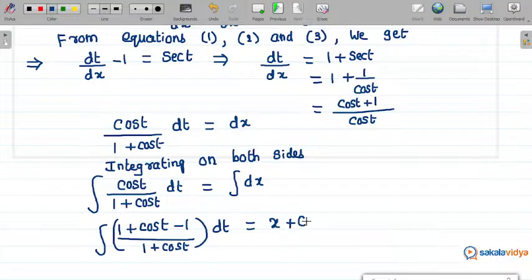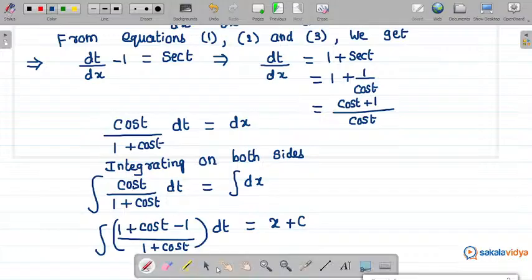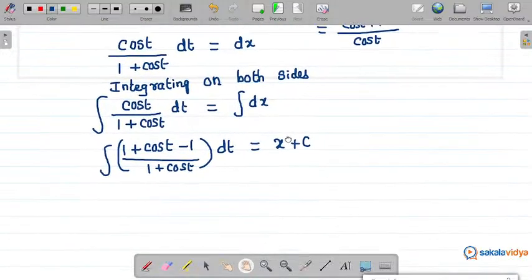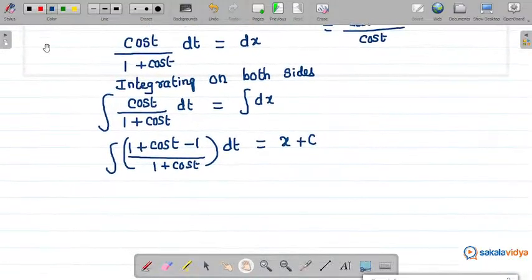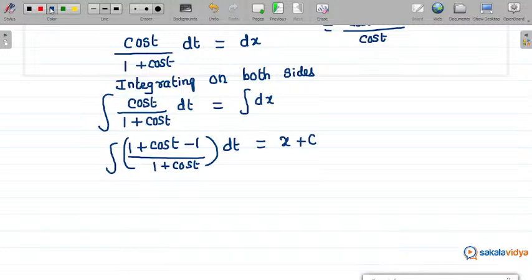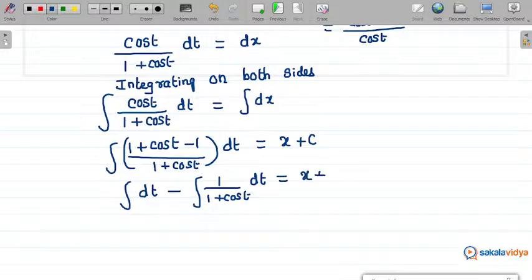Further it has to be continued, right. So now what shall we write now? This 1 plus cos t by 1 plus cos t is 1, that is integral dt you can write, minus integral of 1 upon 1 plus cos t dt equals x plus c.